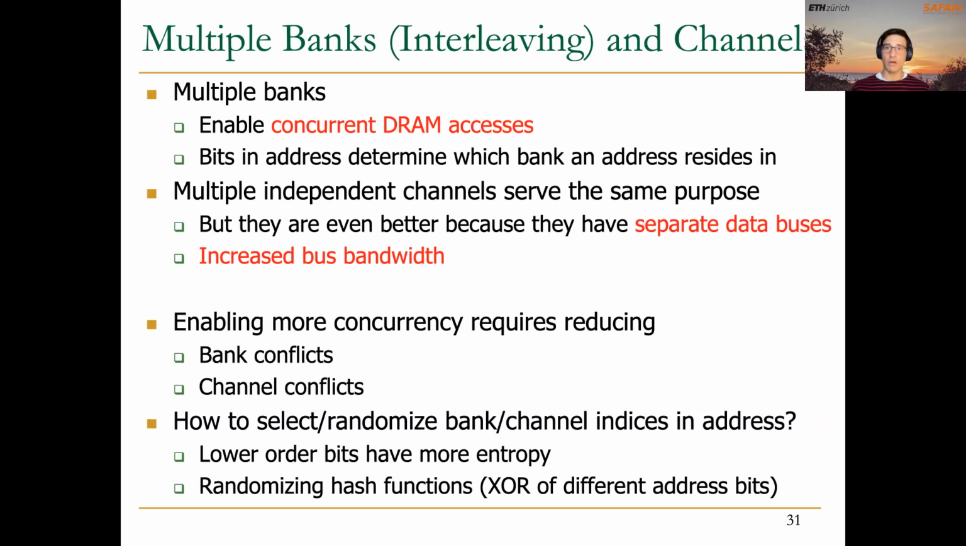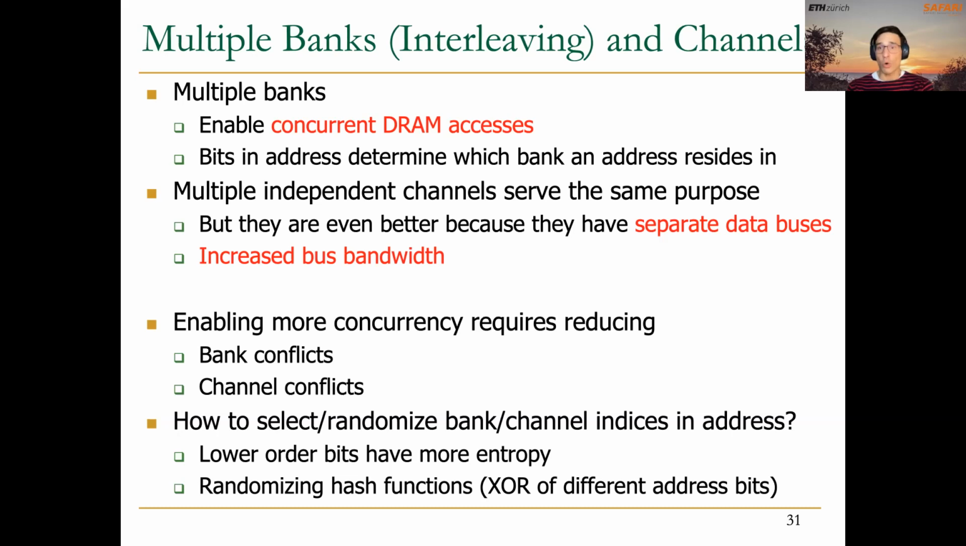What happens when we have a conflict? What would happen is that we will have to wait until the previous accesses to the same bank or to the same channel have completed before we can start a new access. However, there are ways of dealing with this. One way is, for example, changing the data layout that we have in memory in order to reduce the potential conflicts and be able to access more data concurrently.